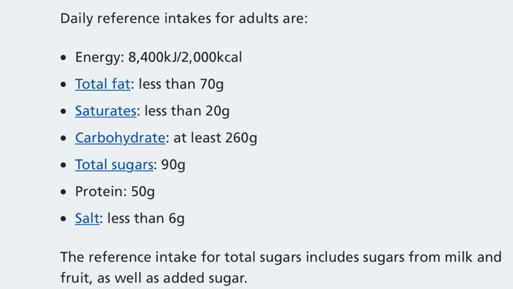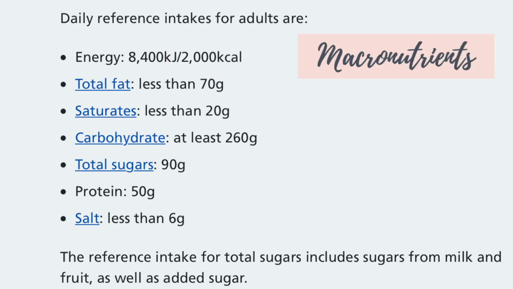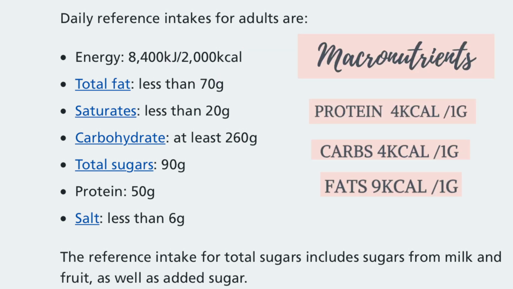Broken down, it looks a bit like this. I'll put it on the screen so you can have a look. Our overall energy intake, or rather what we refer to as our calories, is 2,000 calories per day. Remember, calories are found in the macronutrients: proteins, carbs and fats.